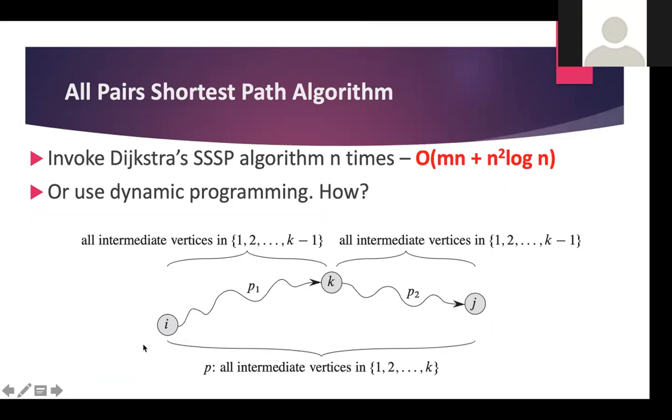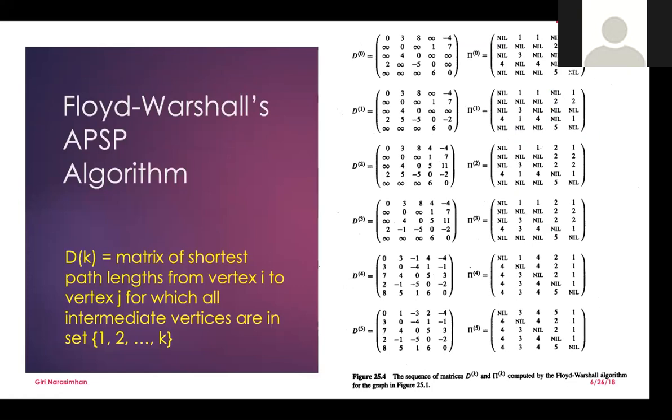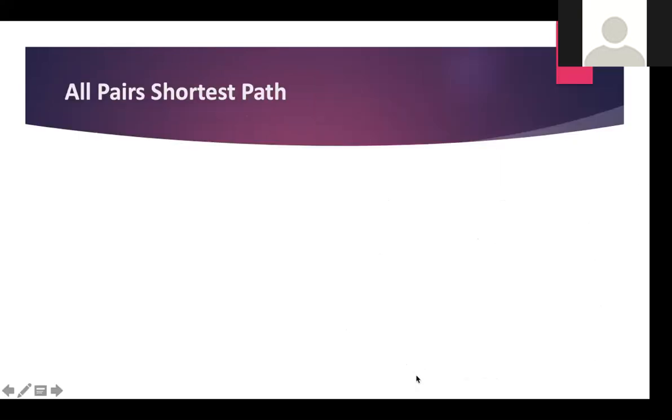We get 2 choices for every pair of vertices I and J. In the kth iteration, either the shortest path goes through K or doesn't go through K. If it doesn't go through K, you already have it figured out because it only uses intermediate vertices in the range 1 through K minus 1. But if it does go through K, it's simply a concatenation of 2 paths that you figured out already, which is the length of the shortest path from I to K and the length of the shortest path from K to J added together. So this gives us the necessary algorithm, which is shown here.